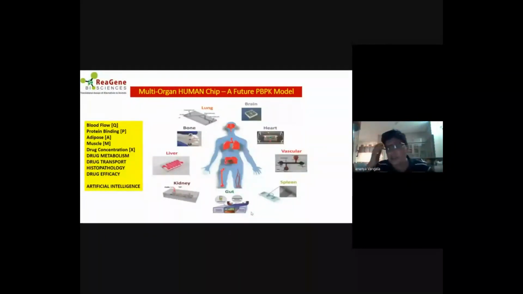So the goal is to develop a multi-organ chip. We have a 3-organ chip. I can't present the data because we have some patent and confidentiality issues. So I'm not presenting any of my data at the moment. Sorry for that. If you want, I can privately talk to you about those models with a confidentiality agreement.